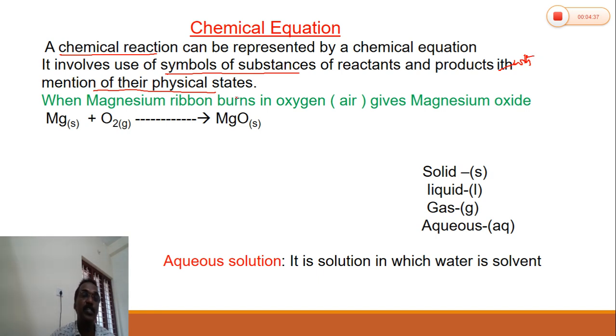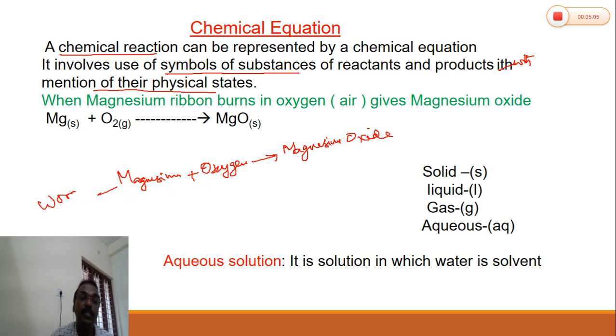For example, magnesium ribbon burns in oxygen and we get magnesium oxide. Magnesium plus oxygen gives magnesium oxide. This is called a word equation, because words are there. This is one statement, and this statement can be written in the form of a word equation: magnesium plus oxygen gives magnesium oxide.